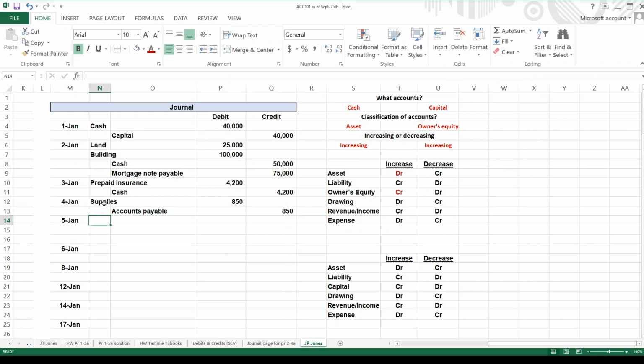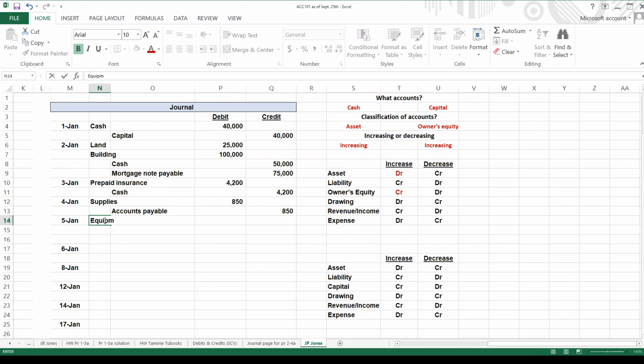Part of our Chapter 2 study is to identify the transactions. And there you are: purchased supplies on account. If it was equipment, it would be a debit to equipment and a credit to accounts payable. All right, January 5th, what happened? Purchased equipment.